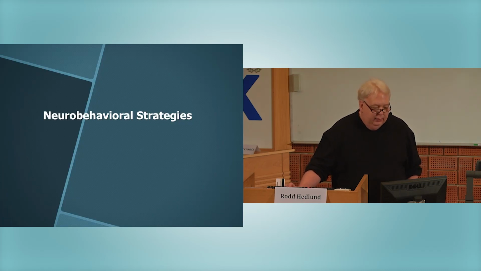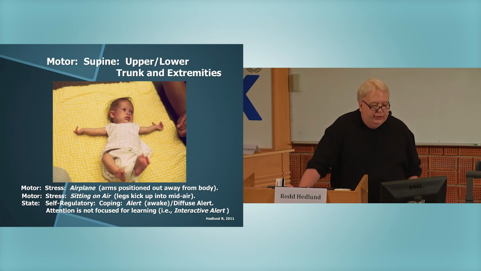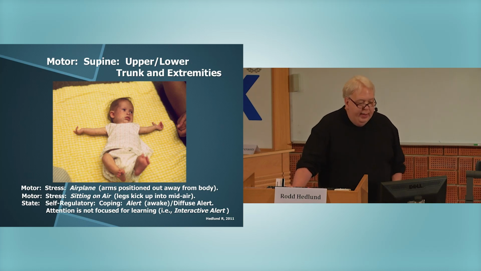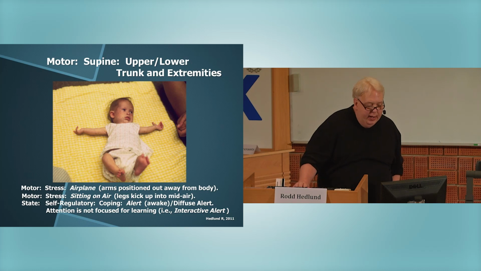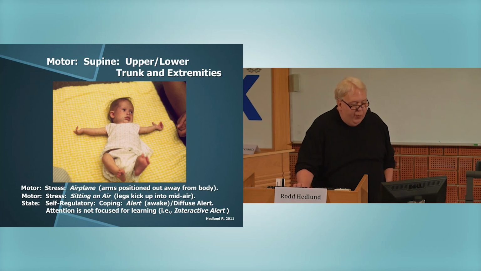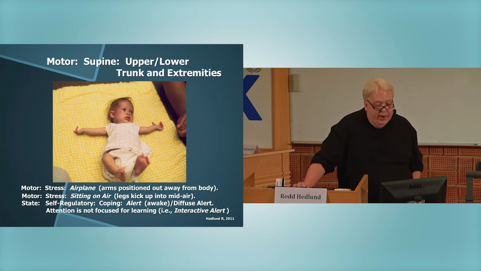Neurobehavioral strategies. So these are strategies for supine upper lower trunk extremities. So in this case, we have the infant laid supine, the airplane configuration of the arms out to the sides away from the body. The child is what we call sitting on air, legs kicking up into midair. Self-regulatory is coping. She's averting her gaze from the interventionist. The child is in an alert or awake state, which is much different from interactive alert, where you're engaged in what is being shown to you, and the attention is not focused for learning at all.